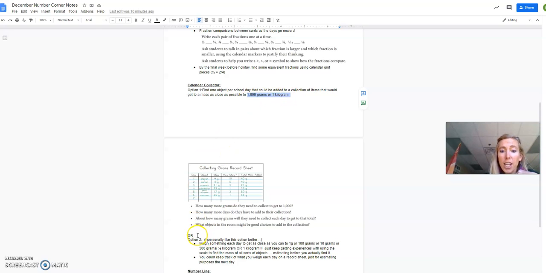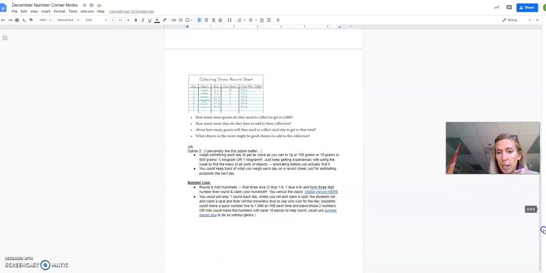Or scratch that and do option 2. I personally like this option better. I would do this myself. Instead of having 1,000 grams at the end of the month, why not just weigh something every day and get as close as you can to a certain mass? Like today, let's try and find something as close as we can get to 1 gram, or maybe 5 grams, or maybe 10 grams, or maybe we're going 100 grams, or maybe we're going 1,000 grams today. Can we find something that's close to 1 kilogram, or maybe half of a kilogram, or 500 grams?